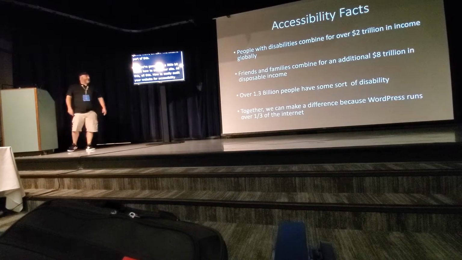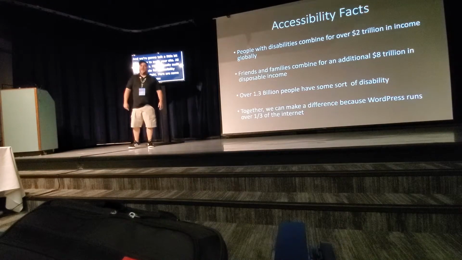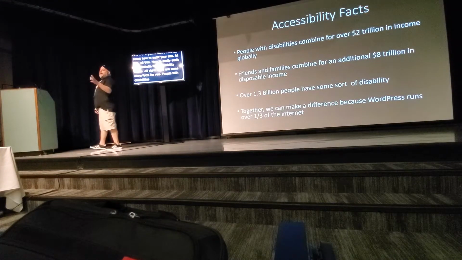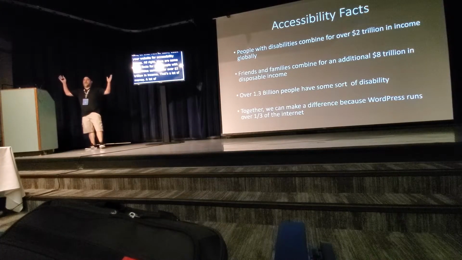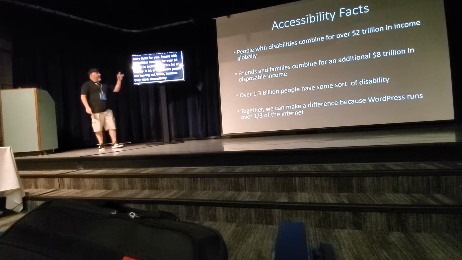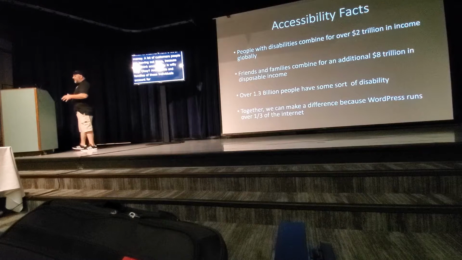All right, here's some more facts for you. People with disability combine for over $2 trillion in income. It's a lot of money. It's a lot of customers people are leaving out there because they think accessibility is willy-nilly. Okay, and friends and families of those individuals account for $8 trillion. That's a lot of money.